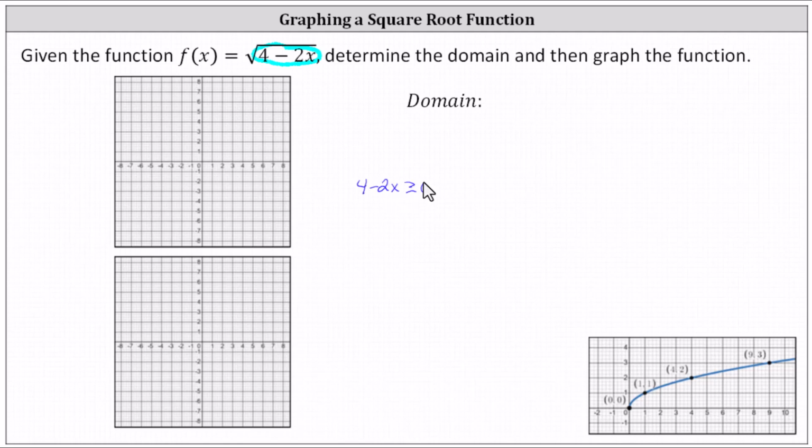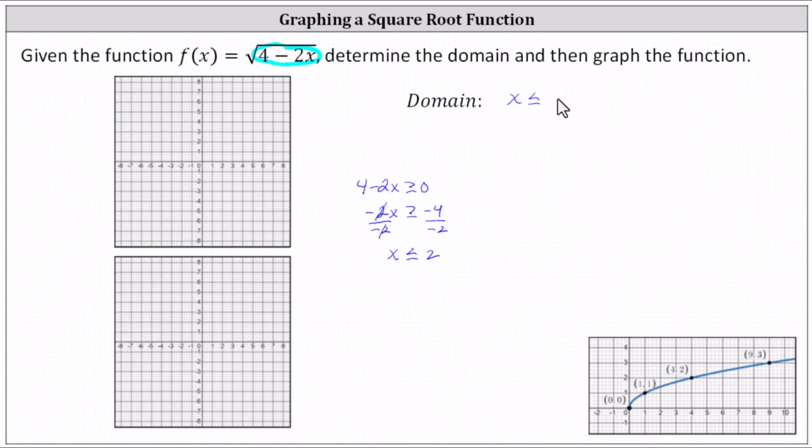To solve for x, we subtract 4 on both sides, which gives us negative 2x greater than or equal to negative 4. So the next step, we need to divide by negative 2, but when solving an inequality, if we multiply or divide by a negative, we also need to reverse the inequality. So we'll divide by negative 2 and also reverse the inequality. Simplifying, we have x less than or equal to positive 2. This is the domain as an inequality.